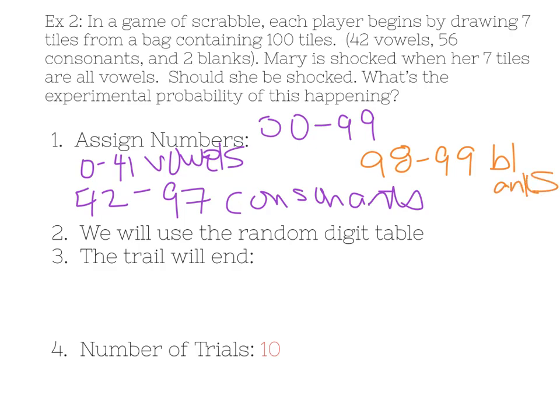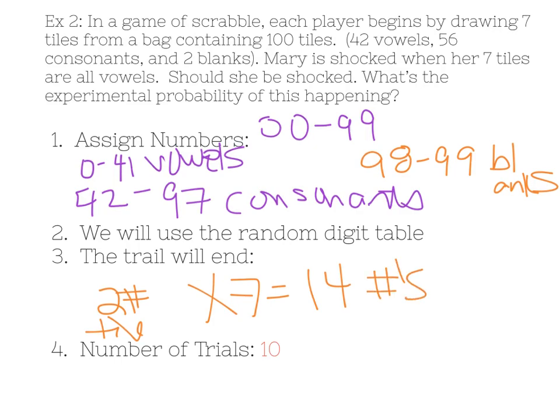Okay. So this means now I have to basically group them every two numbers and see if I'm going to have vowels. And since there's 7 tiles, your trial is going to end, so you have 2 numbers for each tile to represent each tile, times 7 tiles means you're basically going to stop at 14 numbers on the chart. Okay, so I'll kind of show you what that means on the next page.